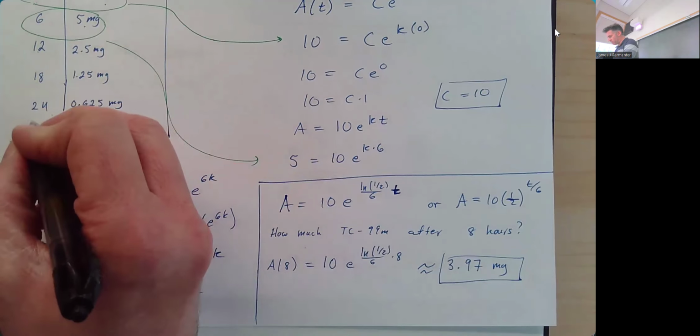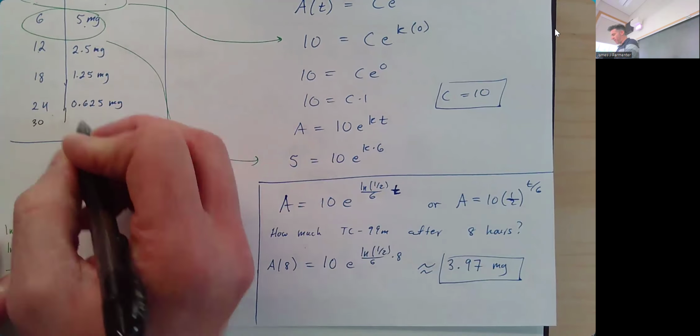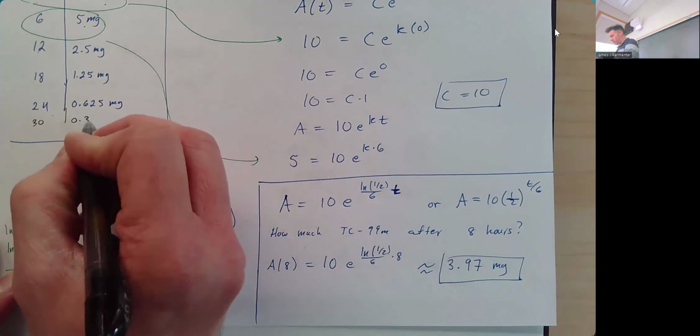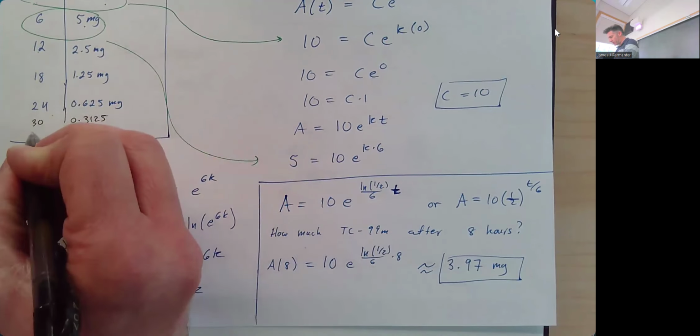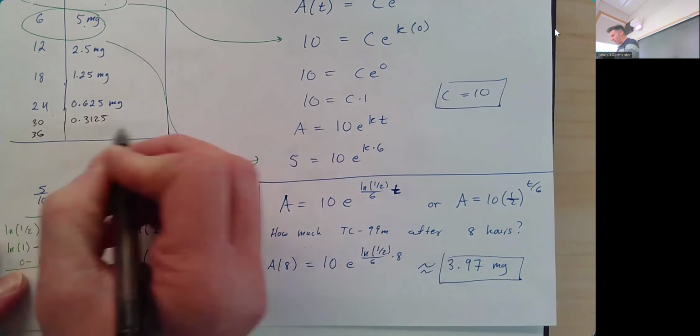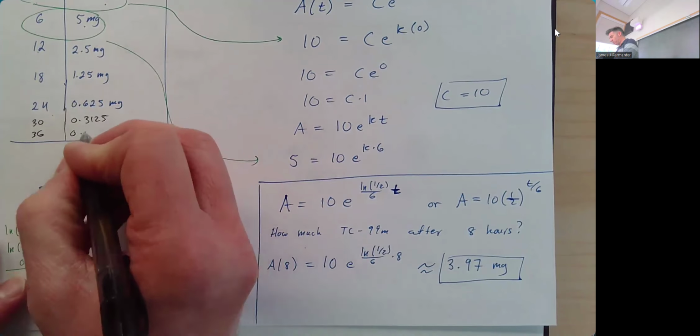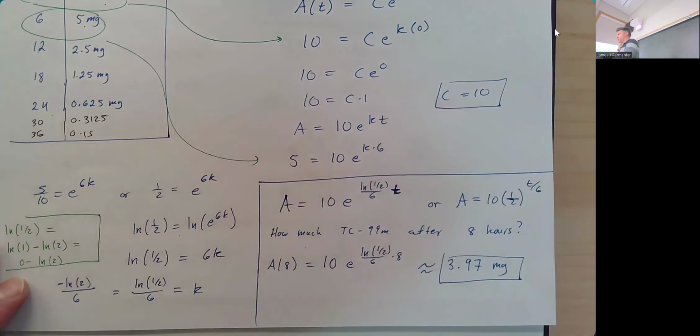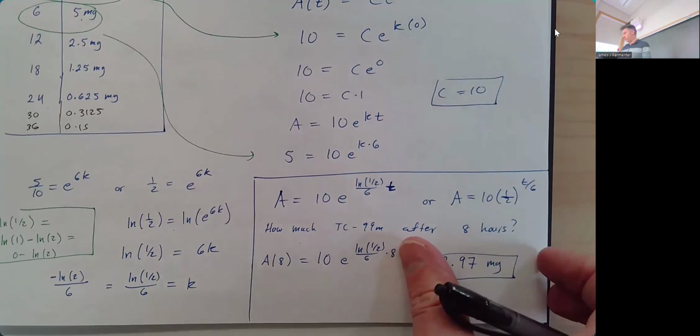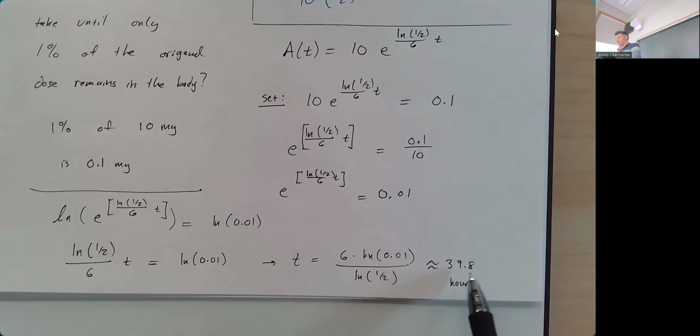If I went another 6 hours, I'd be down to half of that, which would be 0.3125. If I went another 6 hours, I'd be down to half of that, which would be like 0.15 something. Right? Yeah. 36 hours, I'm down to like 0.15, and then another 6 hours, I'd be down to too little to be 1%. So yeah, 39.8 hours seems like a reasonable answer to this question. Cool.